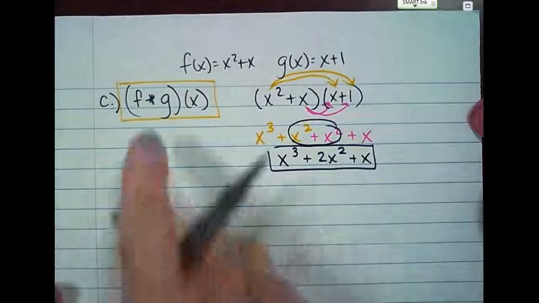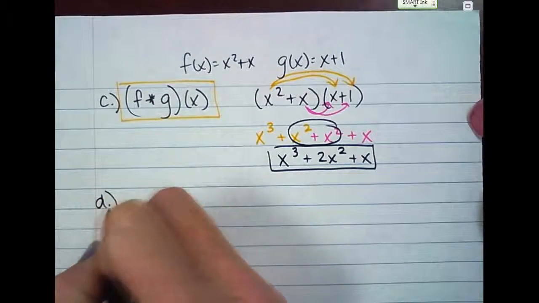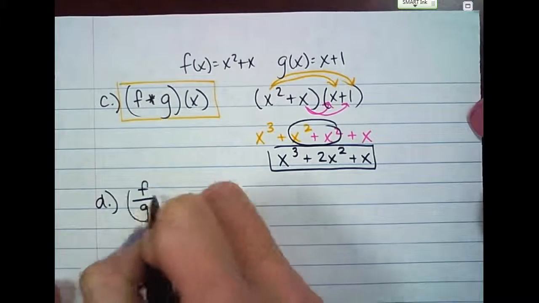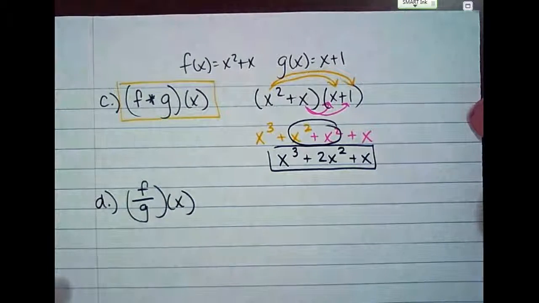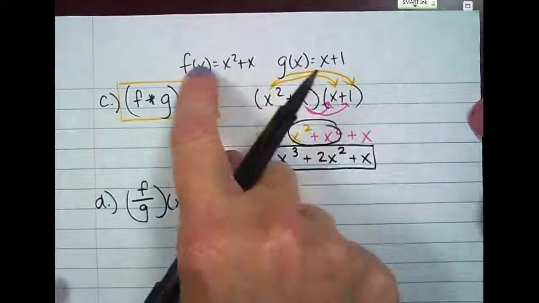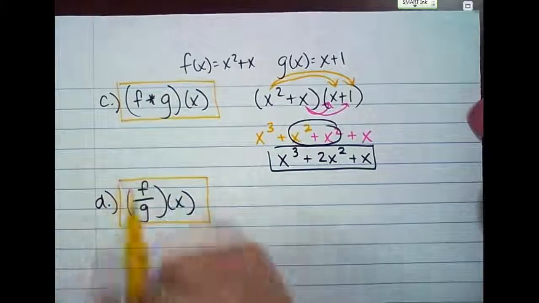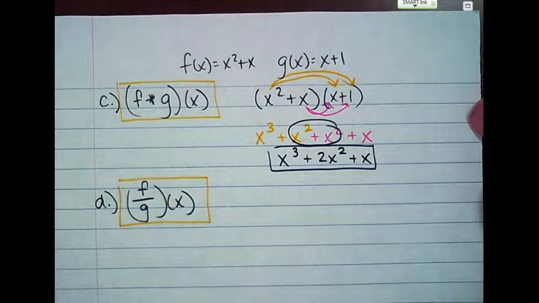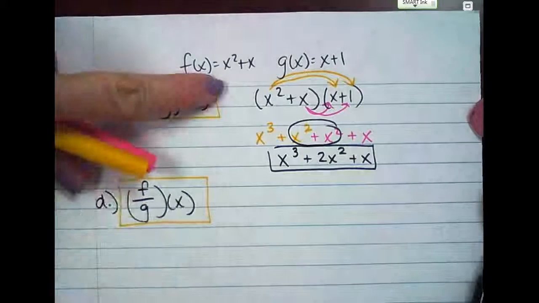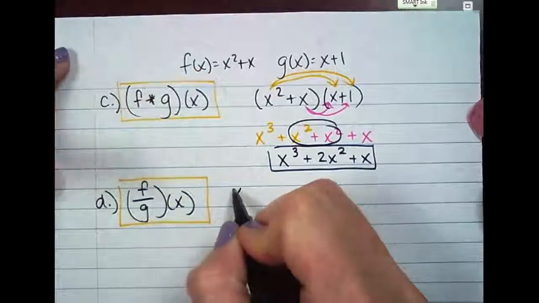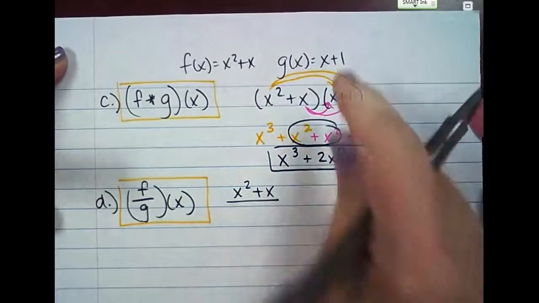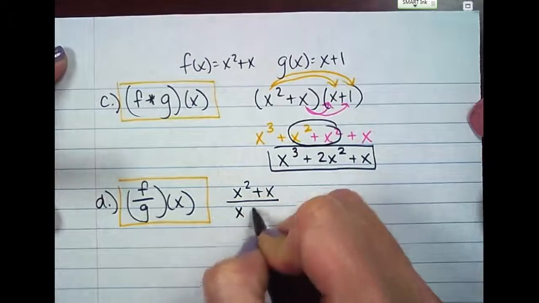The next one, we did times, so let's do divide. We're going to take f divided by g of x. We're going to use the same two functions as before, right up here. We're going to keep using these. Usually that's what they'll do. They'll give you 2 and make you perform a bunch of different operations with the 2. We're going to divide. Okay, so put f on top, which would be x squared plus x. And g in the denominator, which is x plus 1.